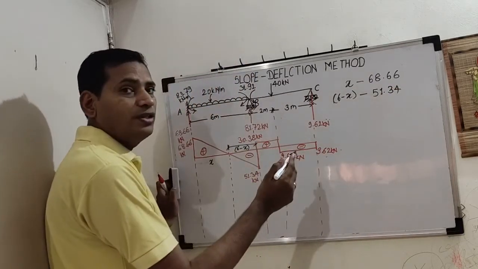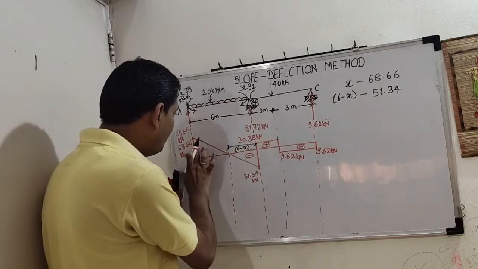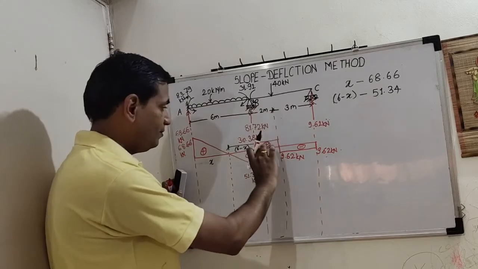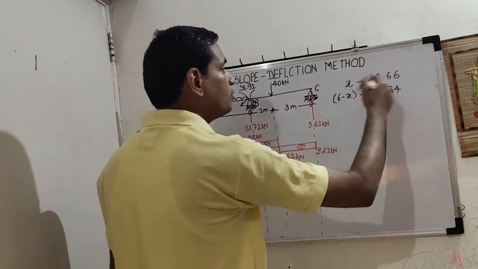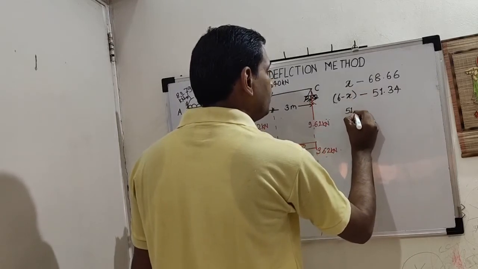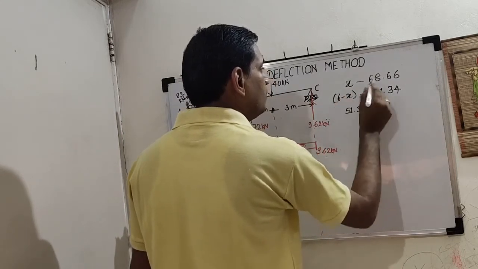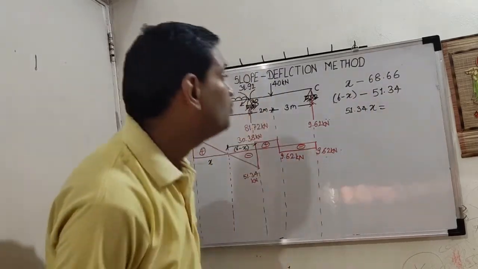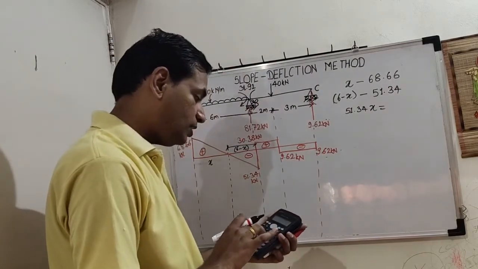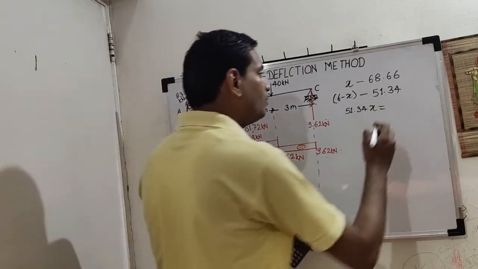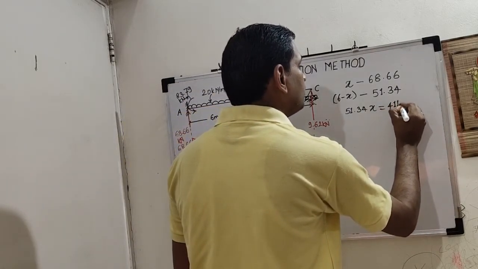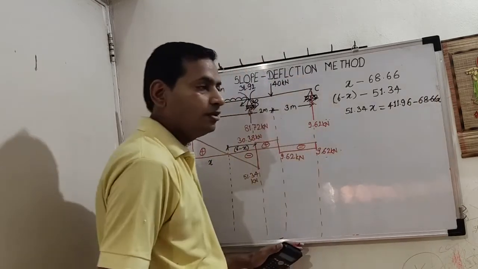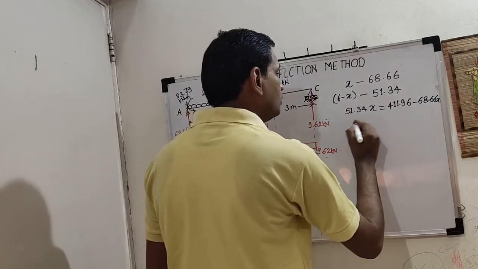Please see, we are doing this similarity of triangles between these two. Okay, so don't take this ordinate 30.38, no, 51.34. Now you take cross multiplication. So 51.34 into x is equal to 68.66 into 6 minus x. Let us do the calculations. 68.66 into 6, it is 411.96 minus 68.66 x. You bring this on the right hand side.